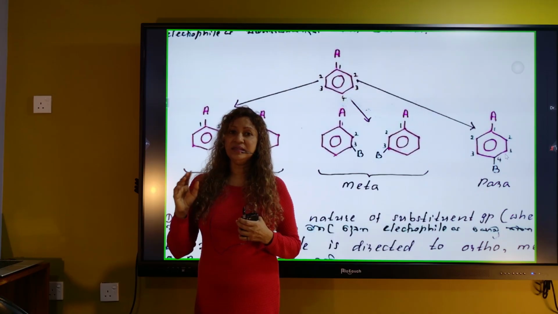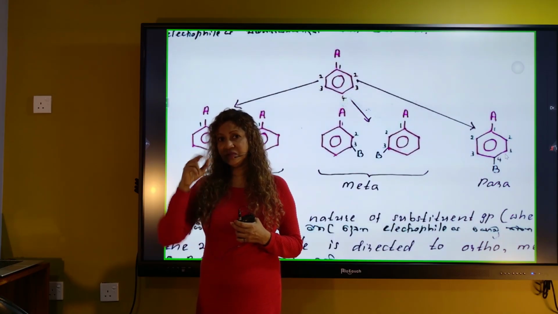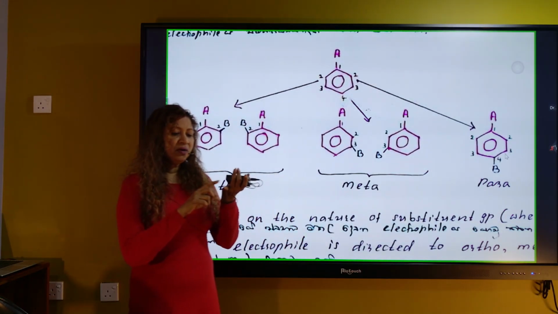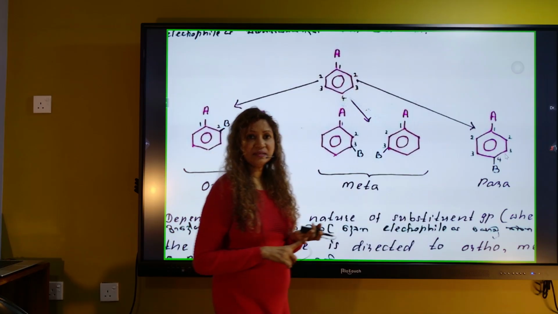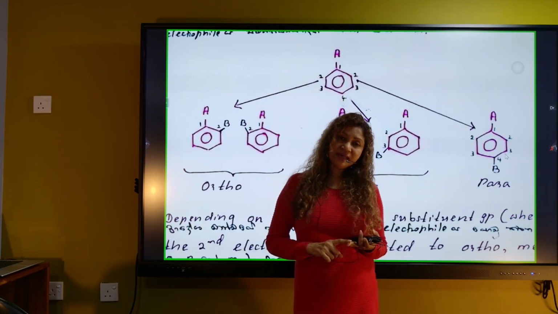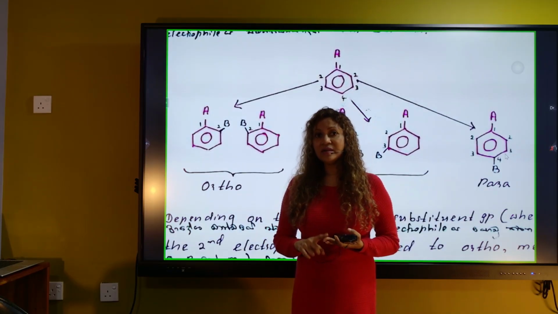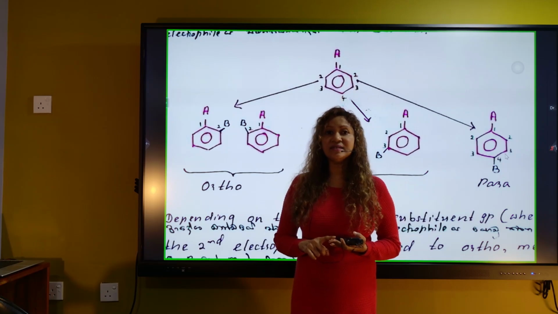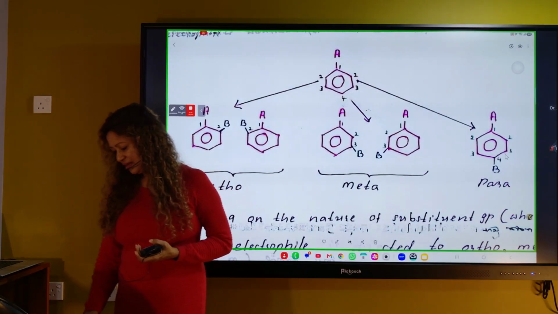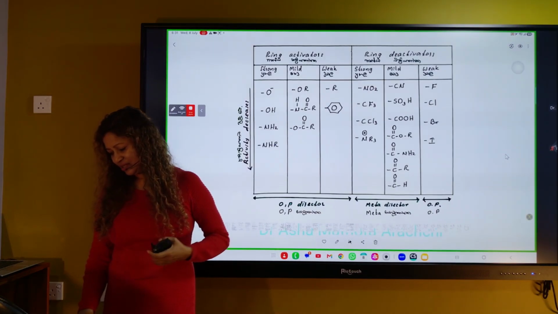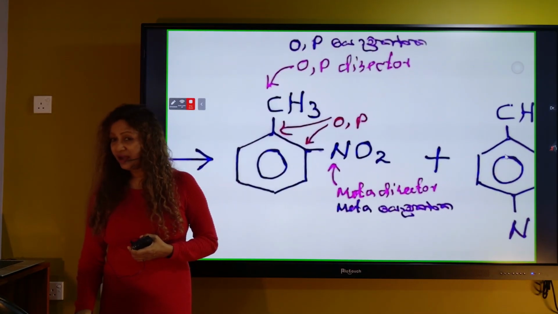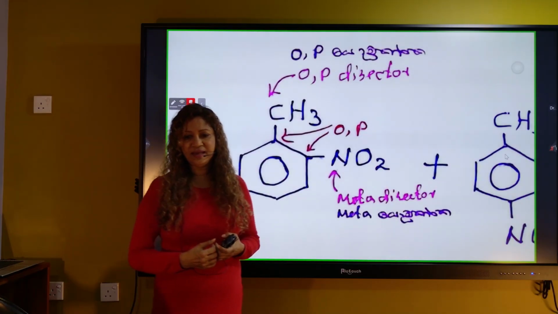So that directivity again goes in 2 directions, the ortho-para and meta. All ring activators and aryl halides are ortho-para directors. Strong and mild ring deactivators are meta directors. And then we did a couple of these questions. Those are the parts that you would feel really uncomfortable, so I would just go through only this one again.